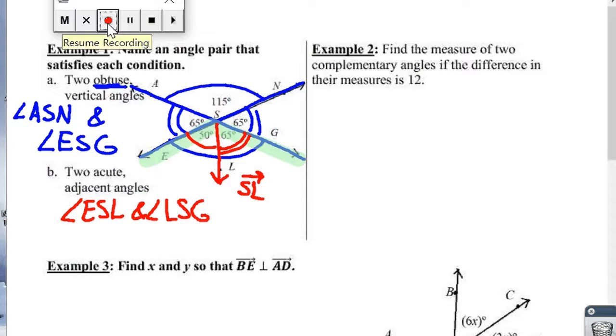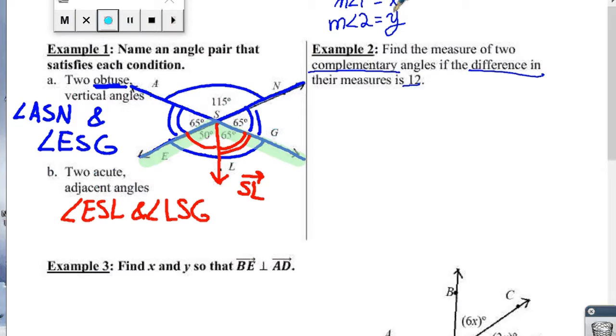Okay, let's take a look at example 2. Example 2 says, find the measure of two complementary angles if the difference in their measures is 12. So first off, we have the fact that they are complementary angles. And then we have the difference in their measures is 12. Now, complementary means that these two angles have to add up to 180 degrees. So we have, let's say, measure of angle 1 and measure of angle 2. Now, I'm going to call angle 1 X, and I'm going to call angle 2 Y. And this is just going to give me a little bit less writing that I'll have to do.